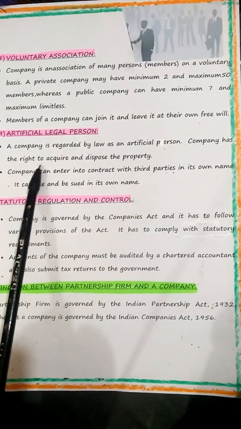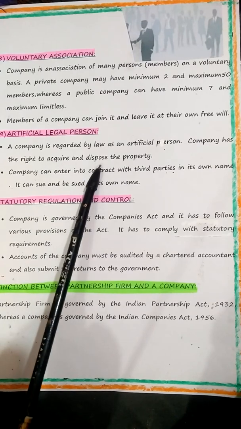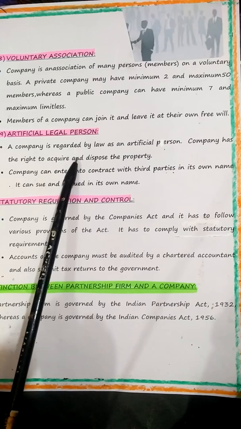A company has the right to acquire and dispose of property. They can acquire, they can purchase, and even sell the property. They have the right because it is a business entity with independent rights and liberty.